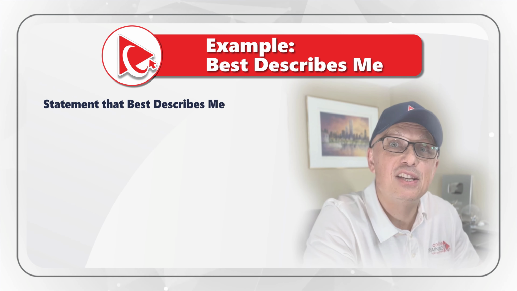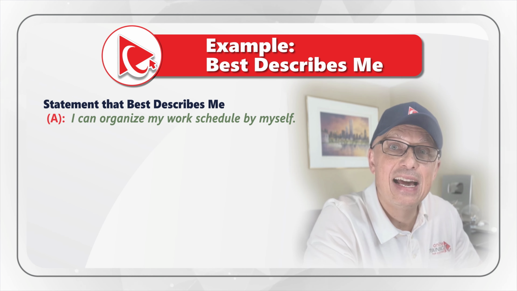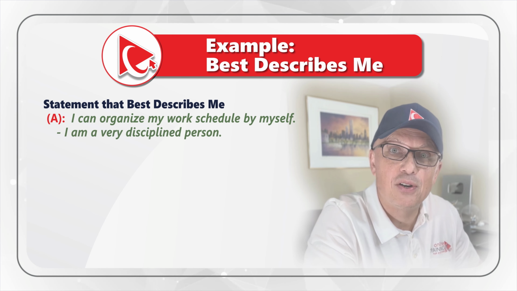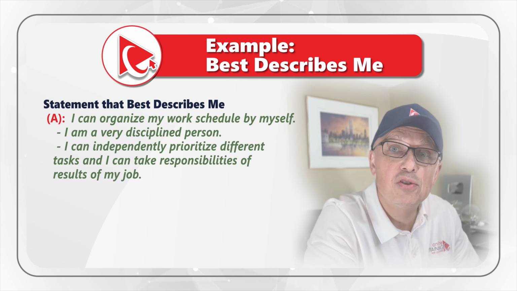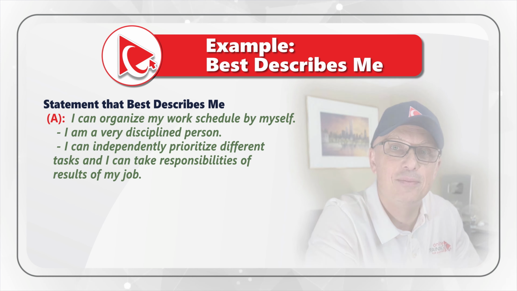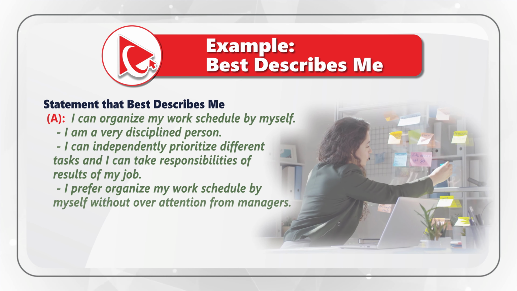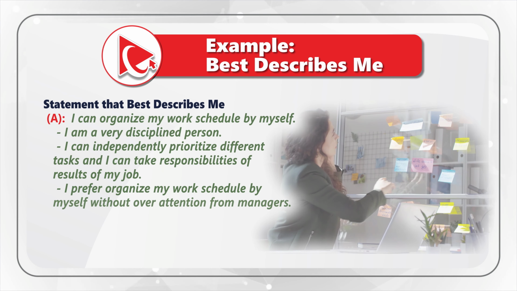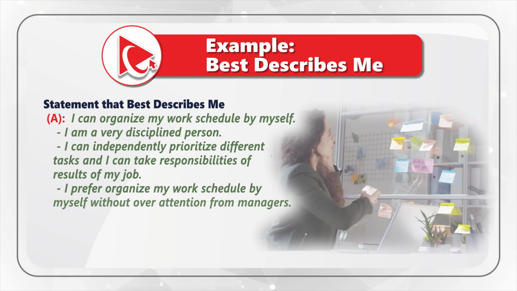Let's look at the examples of the choices that best describe me. One of the choices that you might select would be choice A. I can organize my work schedule by myself. I'm a very disciplined person. I can independently prioritize different tasks, and I can take responsibility of the results of my job. I prefer to organize my work schedule by myself without over-attention from managers. I can be much more productive by working in this way. This is why I selected the choice A. I can organize my work schedule by myself.